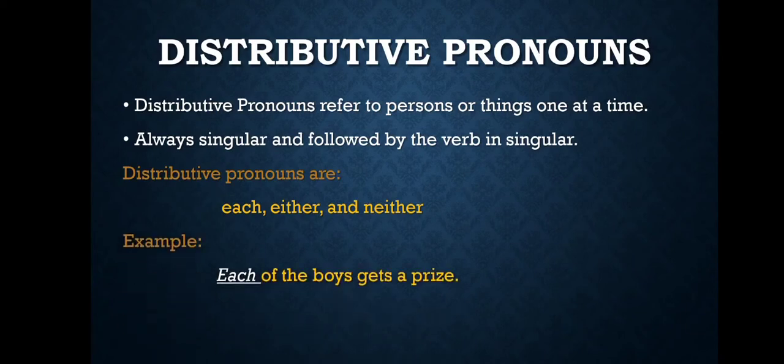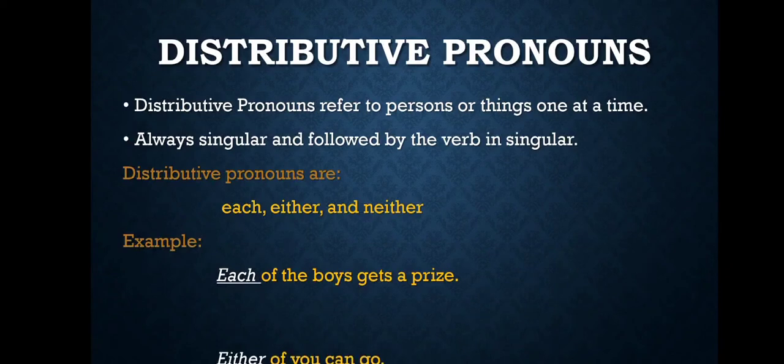For example, each of the boys gets a prize. So have an eye on it: each of the boys means that there were more than one boy over there. There were 2, 3, 4, 5, 6, 7, or so on. Many boys were there, but every boy has got a prize. So if you want to say it in that manner, you have to use the singular verb, identifying that each of the boys gets a prize.